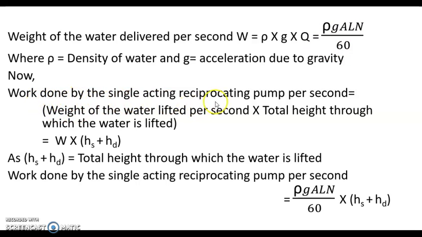So it is equal to rho g ALN by 60. Work done by the single acting reciprocating pump per second is equal to weight of the water lifted per second multiplied by total height through which the water is lifted. We know that the total height through which water is lifted is HS plus HD. So work done per second is equal to W multiplied by (HS plus HD). And we know that the value of W is rho g ALN by 60. So the work done per second is equal to rho g ALN by 60 multiplied by (HS plus HD).